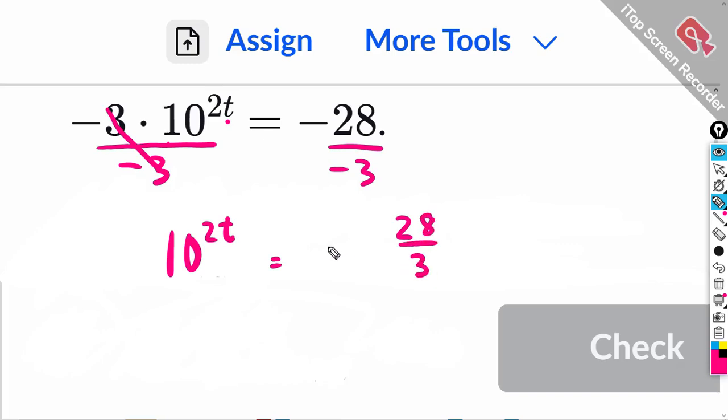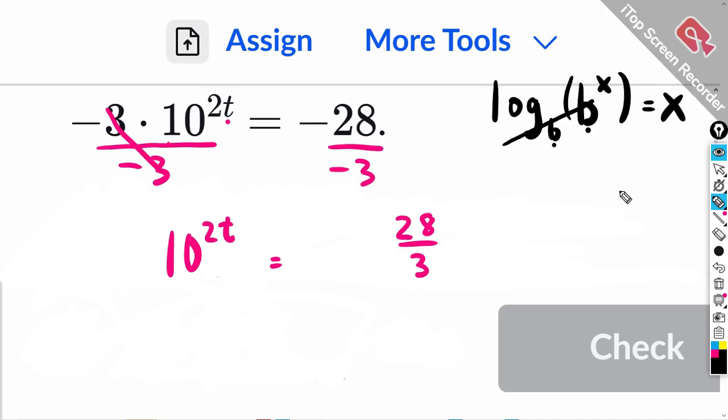All right, and I'm going to leave some space here because we need to take the log of both sides. You want to remember the log property. If you have log base b of b to the x, if the base of the log matches the base of the argument, okay, this right here is the argument, these cancel and you are just left with the exponent x. So that's what I want to occur right here.